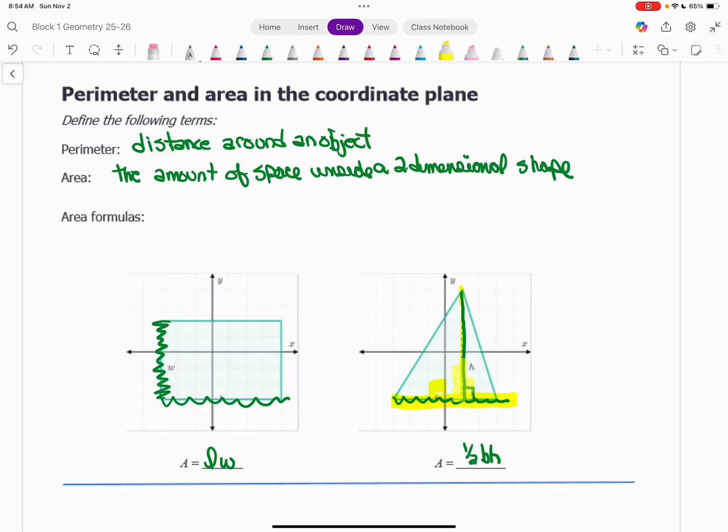So this is the height and base, and then height. The height and the base will form right angles. So 1/2 base times height.